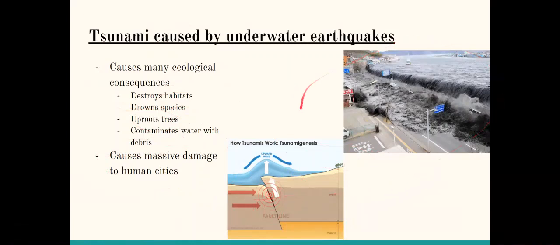Again, this is an image taken from Japan, as they are very close to many fault lines. They have frequent earthquakes underground, which will result in tsunamis, which can cause many problems for the animals, plants, and the humans that live there.